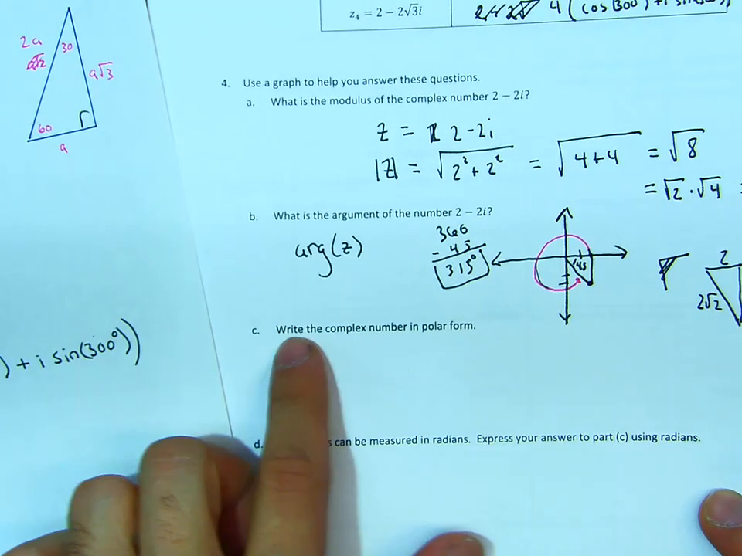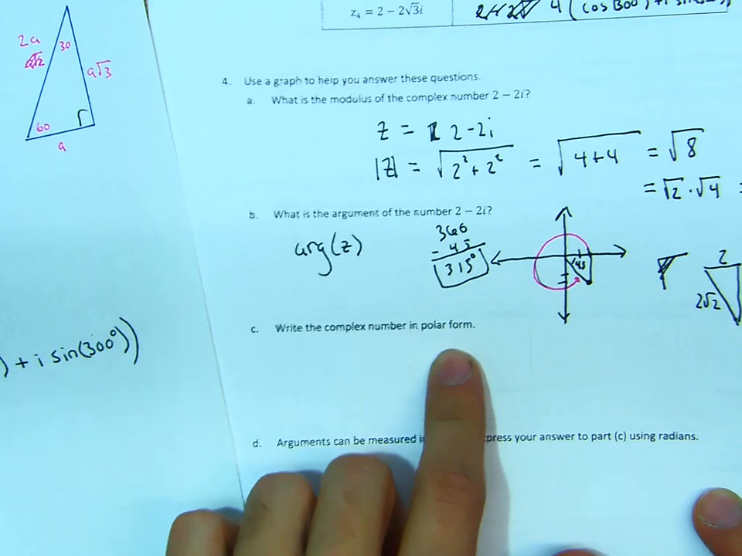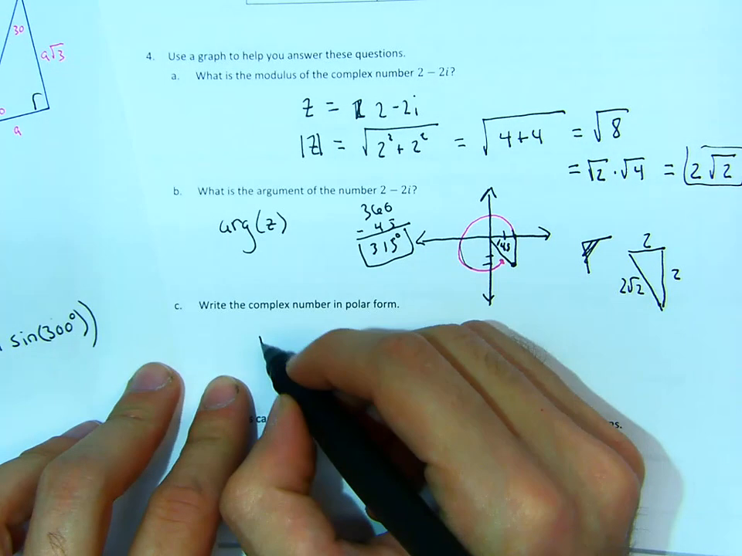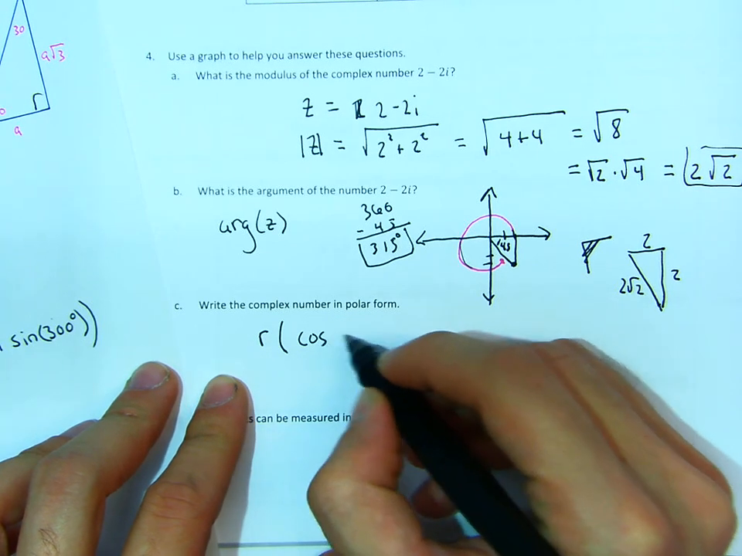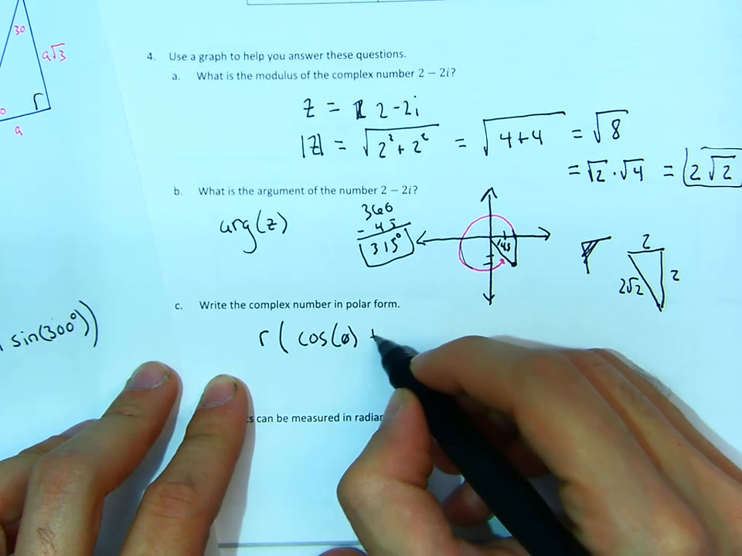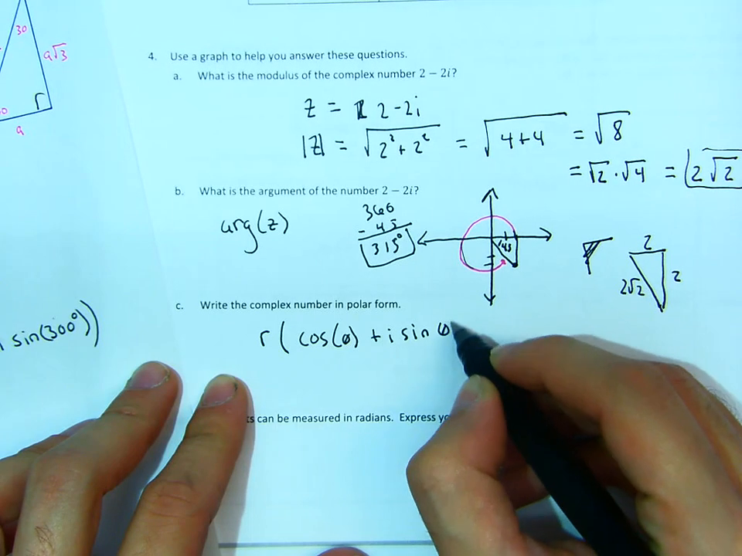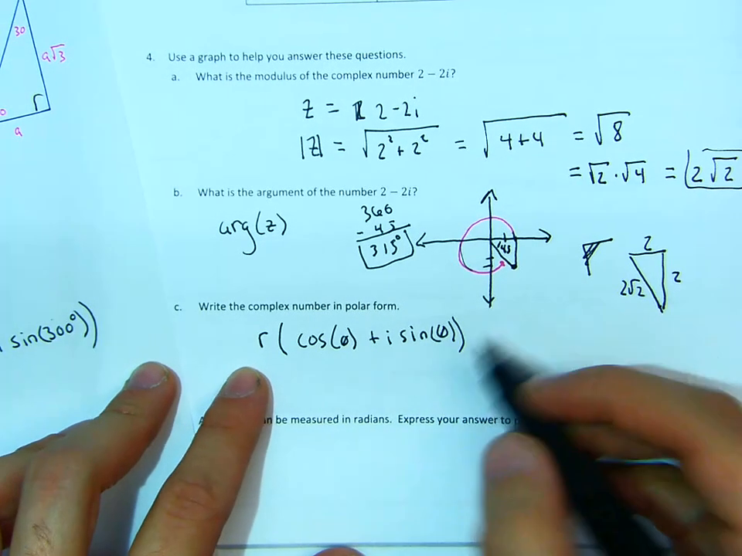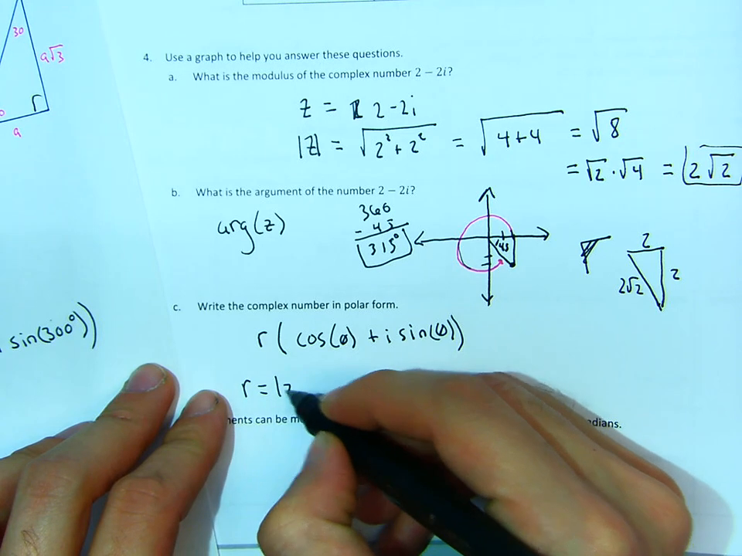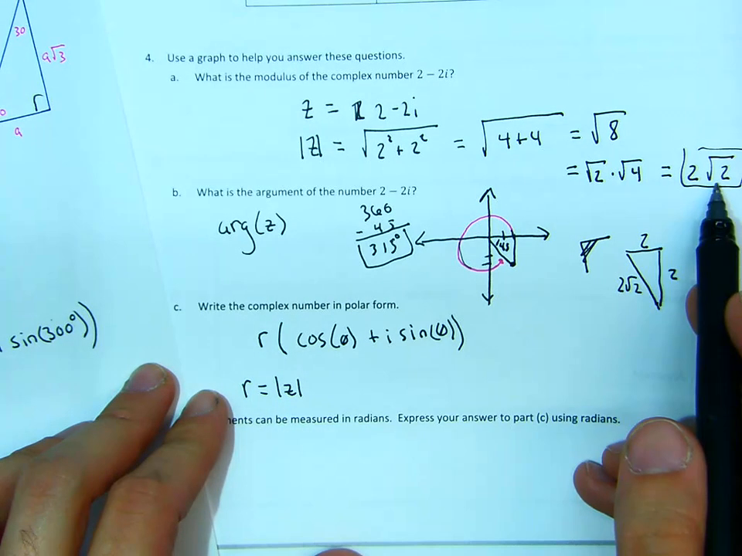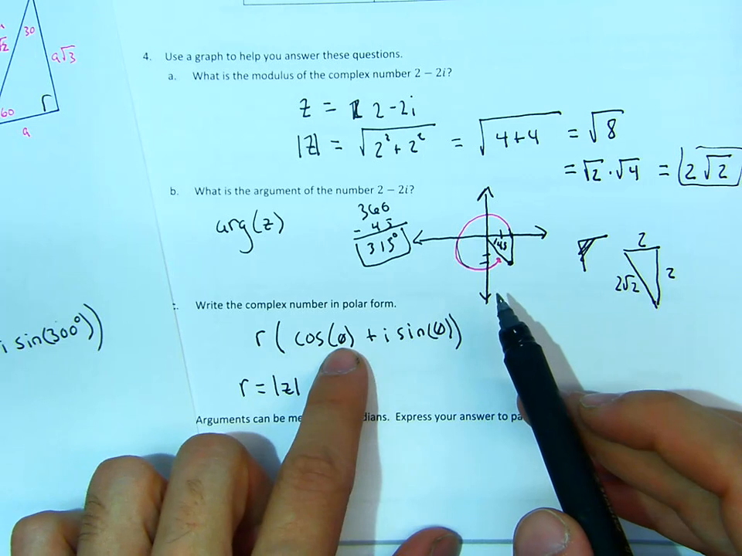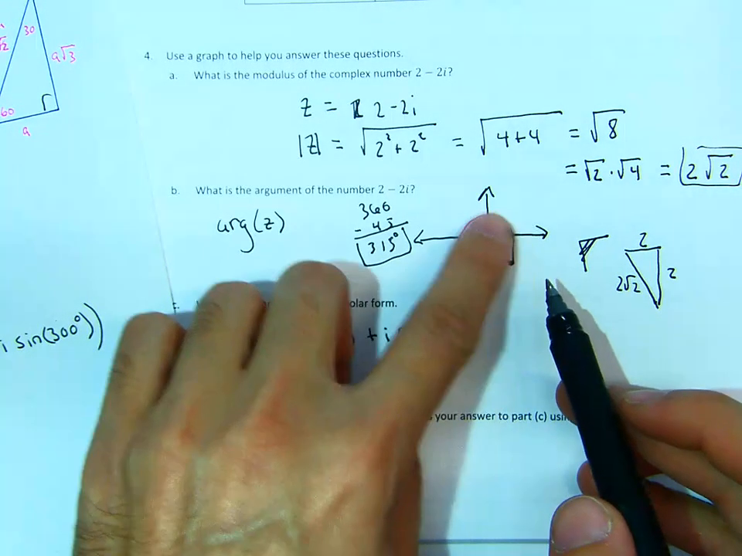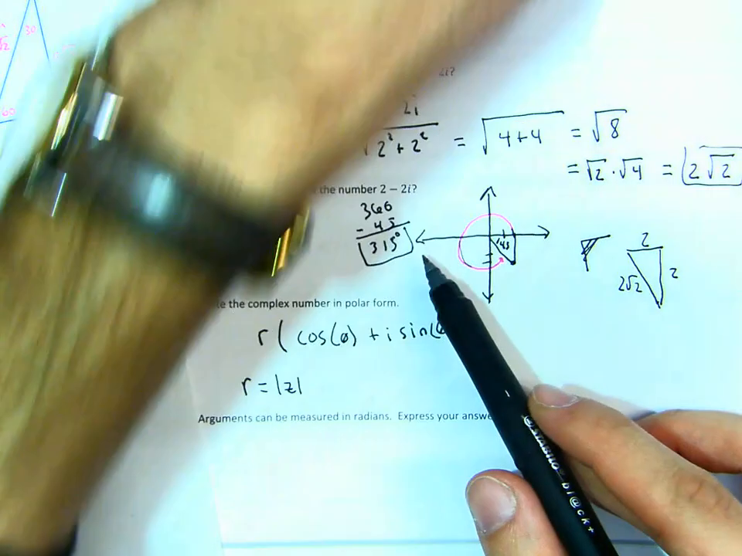Okay, now how can I write this complex number in polar form? Well, we just kind of already did it. Remember, in polar form, what's our formula? We need r times cosine of theta plus i sine theta, right? And now here we already have our r. The r is equal to the modulus of z, and we just calculated that. It's 2 root 2. And here, our theta, or our argument of z, how much rotation was made, was 315 degrees.